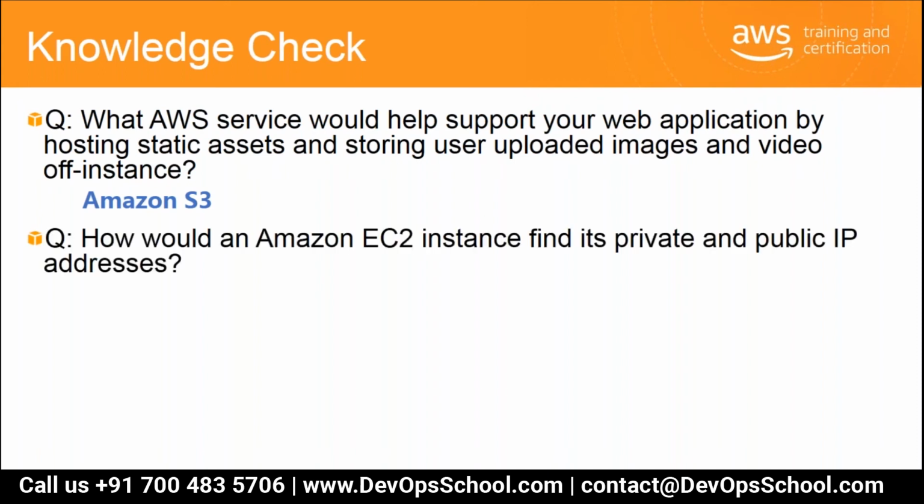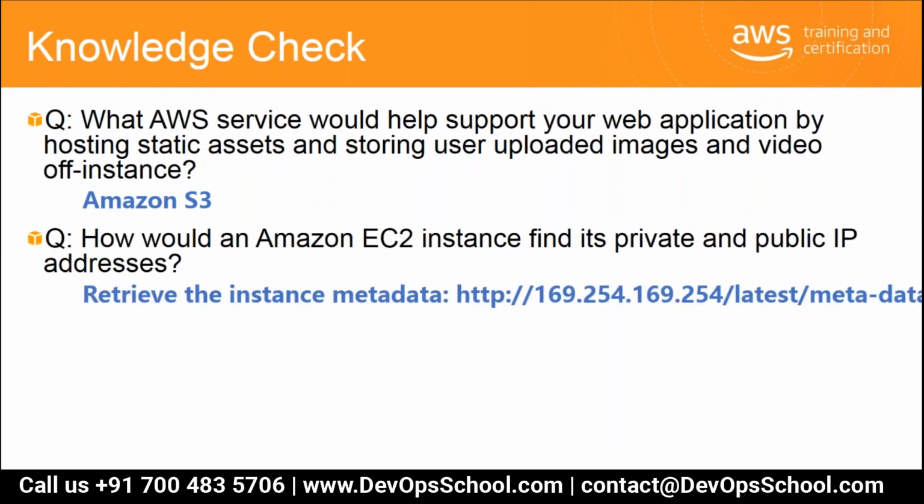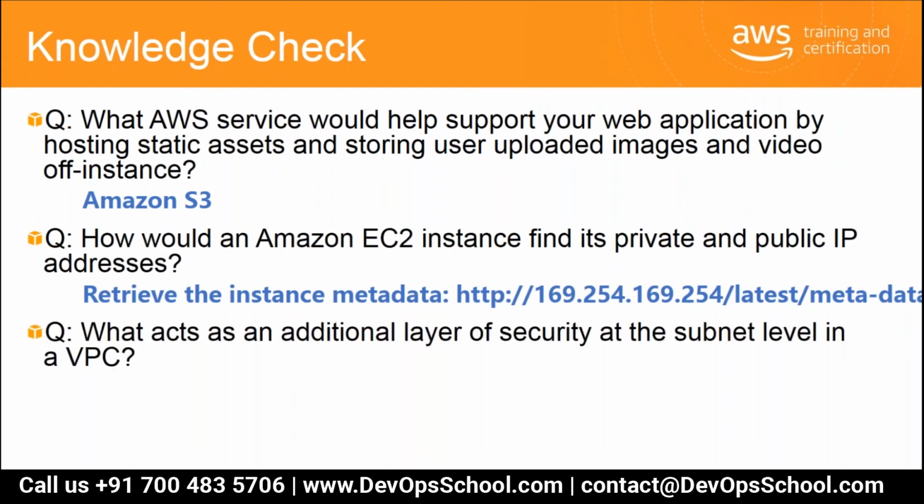How would an Amazon EC2 instance find its private and public IP addresses? You can retrieve the instance metadata. Right, yeah. Those commands were there. Yes, exactly.